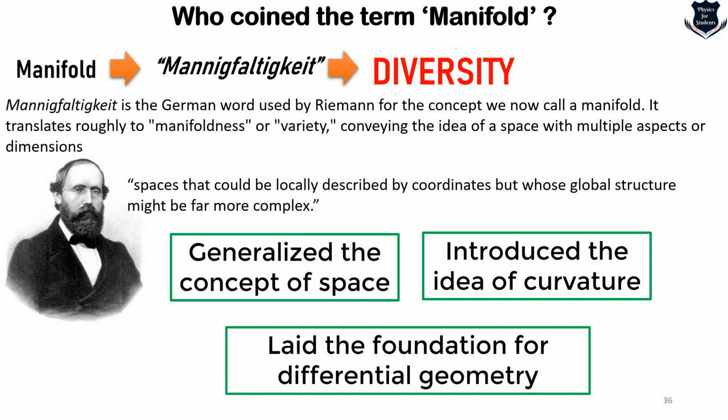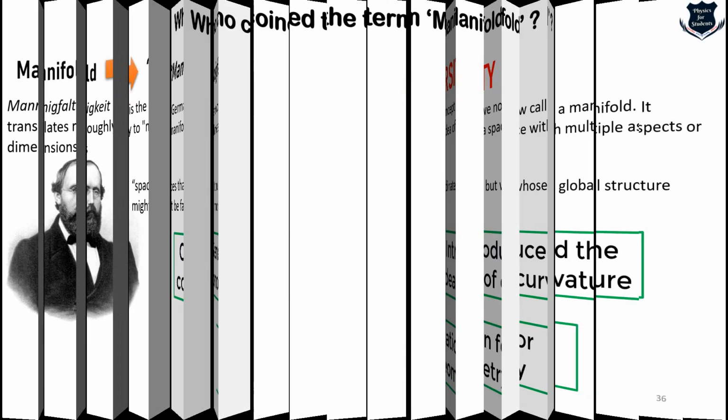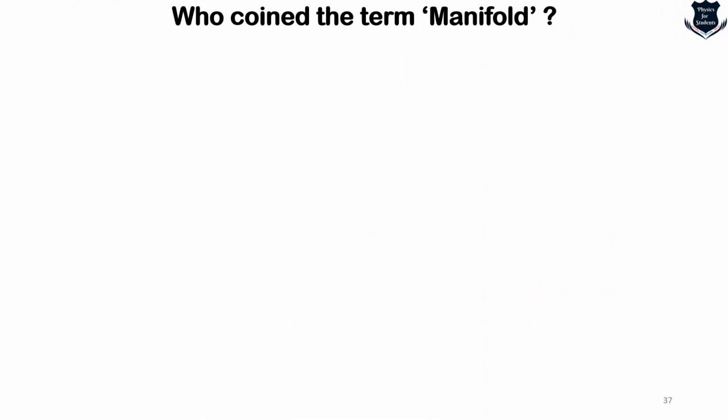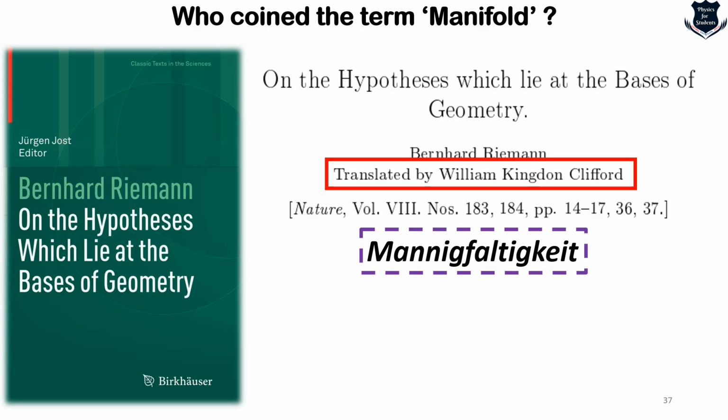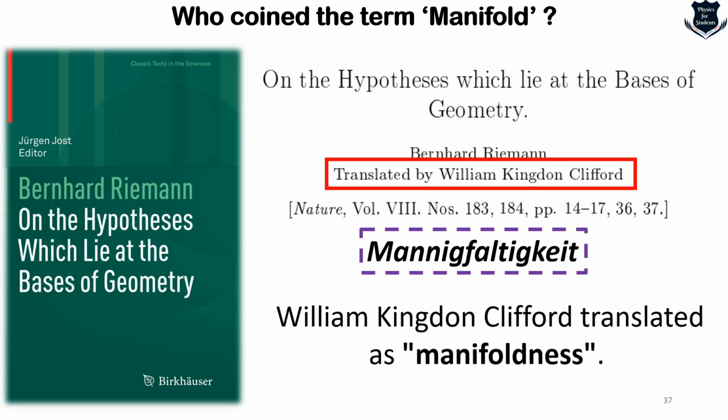So what was the idea? The idea was to get something which could be described by local coordinates, but the global structure can be quite complex. So this is the famous book of Bernhard Riemann's thesis, and you can see who has translated. Another legendary person, William Kingdon Clifford, and he actually mentioned this term as manifoldness, or we can say what is called a variety.